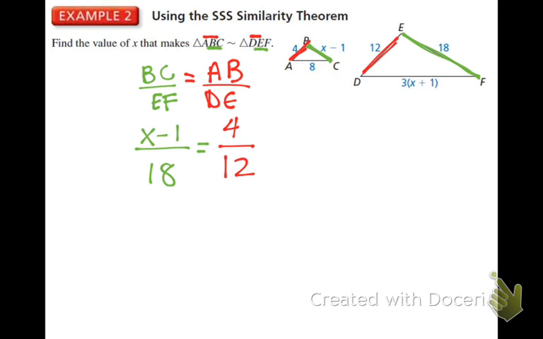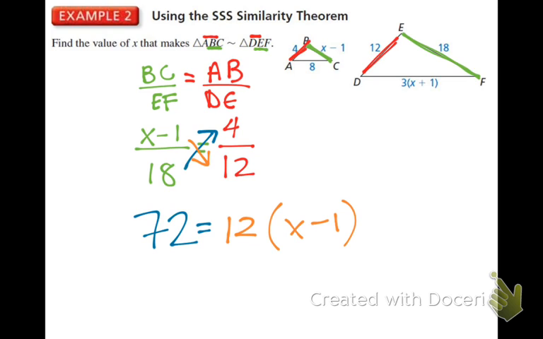All right, so you cross multiply like normal. What is 8 times 4? 72. However, when you go the other direction, you have to make sure that you are multiplying 12 times the entire side. So it should look like this, because you're going to end up distributing it. If you just do 12x minus 1, you're not multiplying it times the entire side.